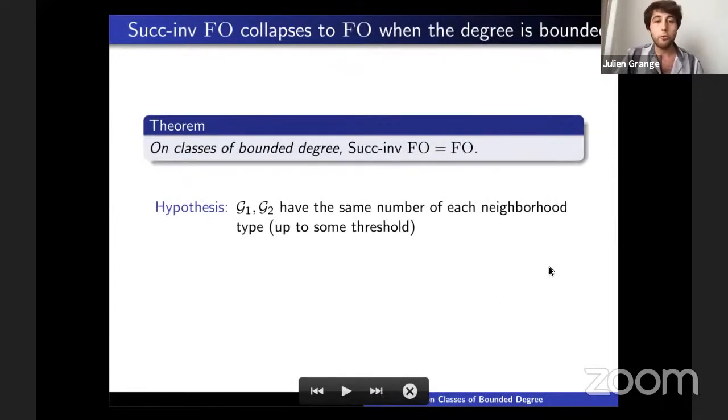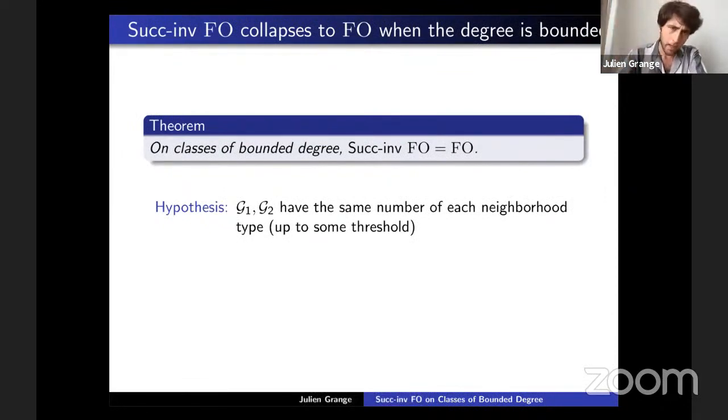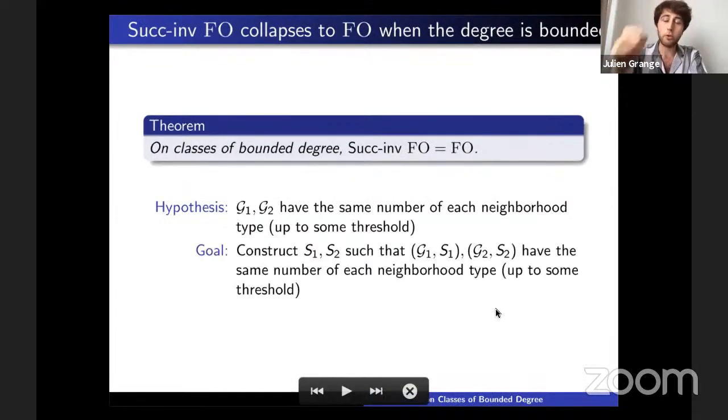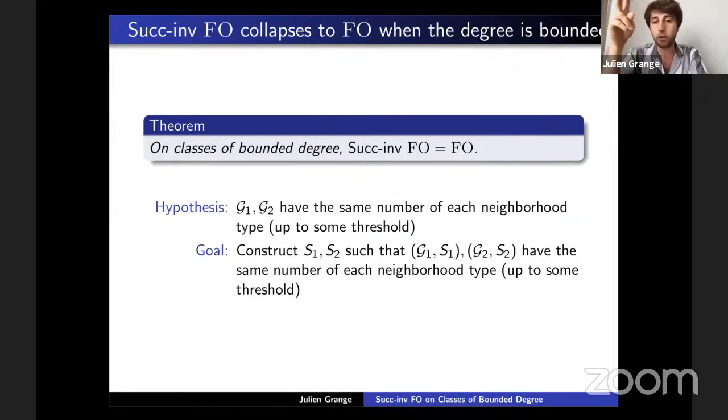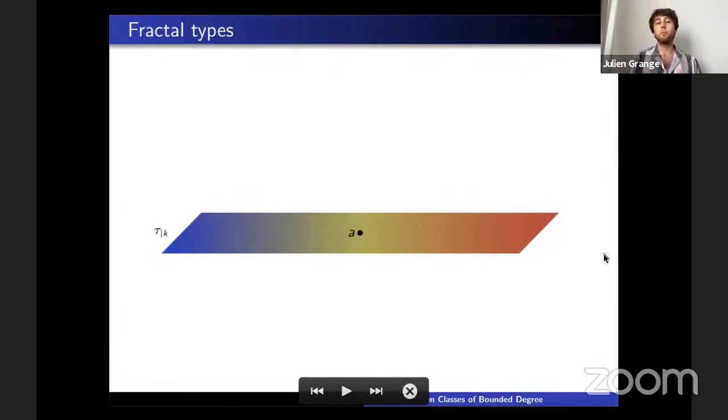So the way to prove this is to start from two structures that have the same number of occurrences of each neighborhood type up to some threshold, and show that it is possible to construct two successor relations on them, S1 and S2, such that G1S1 and G2S2 still have the same number of occurrences of each neighborhood type up to some threshold. And without going into too much detail, let's just say that the main idea of the proof is to construct, for instance, S1 on G1, such that the neighborhood of most of the elements of G1 will be as regular as possible.